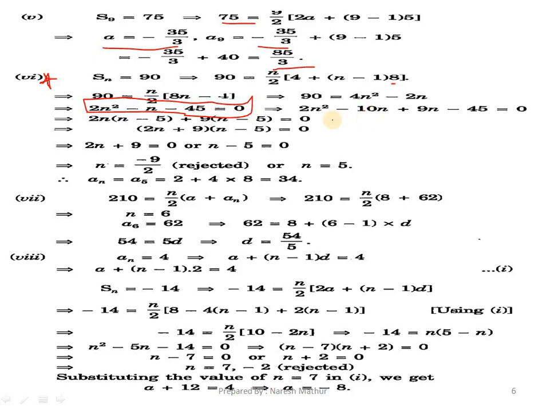So after solving it, we'll get the value of n as minus 9 by 2 and 5. Now the number of terms can't be negative and can't be a fraction, so minus 9 by 2 will be rejected. So we'll consider n equals 5 here. Now we need to find an. So an equals what? A5, and now n equals 5. So a plus n minus 1 d, 2 plus n minus 1 means 5 minus 1 is 4, 4 into d, final answer is 30.